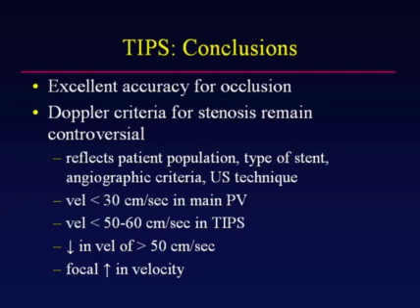But as general guidelines, you should be worried about a stenosis if the velocity in the main portal vein 2 to 3 centimeters before the proximal TIPS is less than 30 centimeters per second, a velocity less than 50 to 60 centimeters per second within the TIPS, a decrease in velocity of more than 50 centimeters per second from one exam to the next or along the length of the TIPS, and any area of significant increase in velocity at the site of the stenosis.